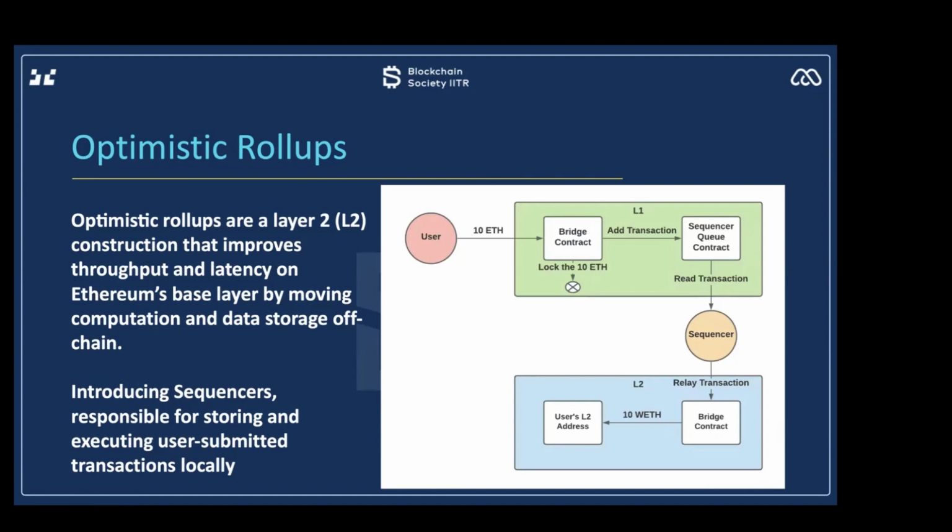This bridge contract will lock the 10 ETH. This transaction will be added to the sequencer, and the sequencer reads the transaction. It relays the transaction to another bridge contract, which is on the L2 blockchain, be it Arbitrum, Optimism, Starknet, any of them. The equivalent amount of funds will be minted on the L2, and they will be transferred to the L2 address, whatever address you have on the L2.